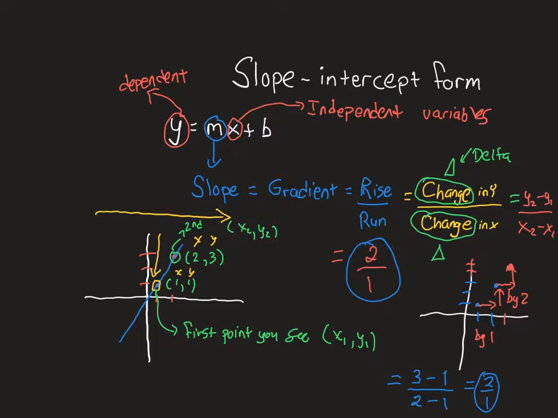Last up, we have this b here. And the b is called the y-intercept. Now, the y-intercept is basically the point on the graph where it touches or crosses the y-axis. So I'm going to talk about this on the next page because this page is quite cramped here.